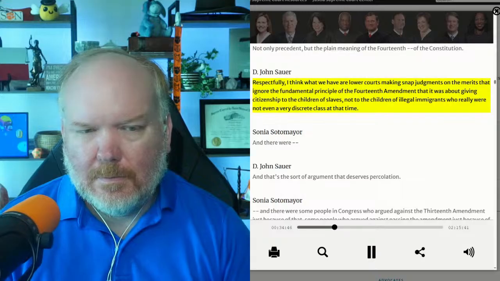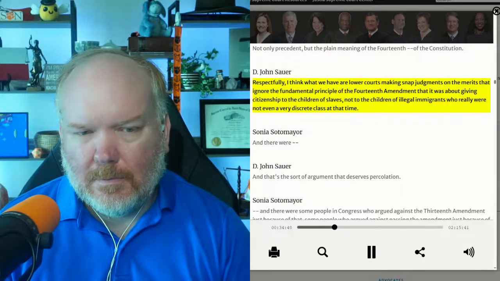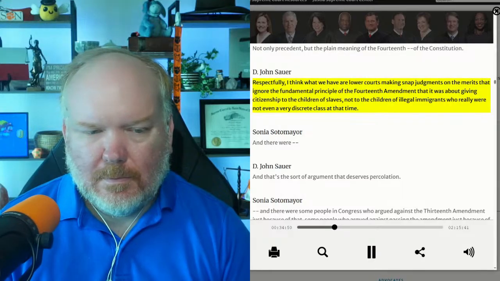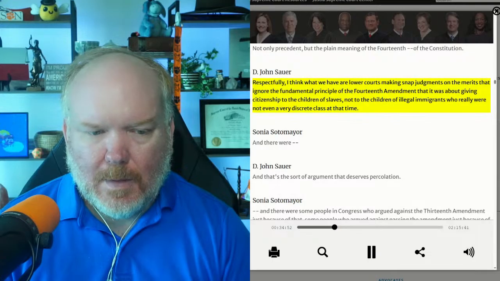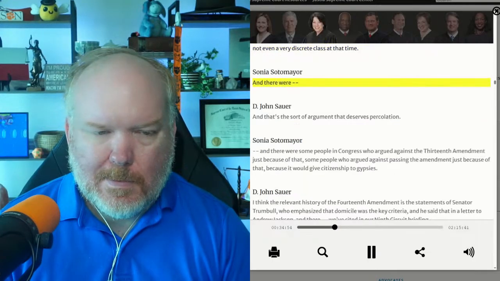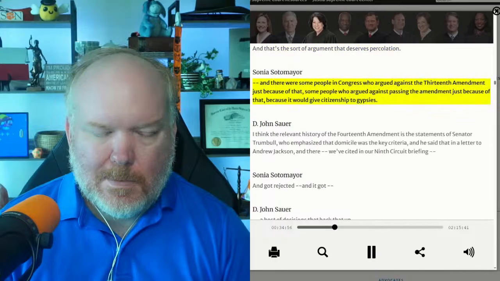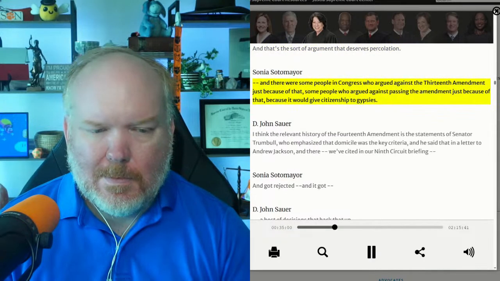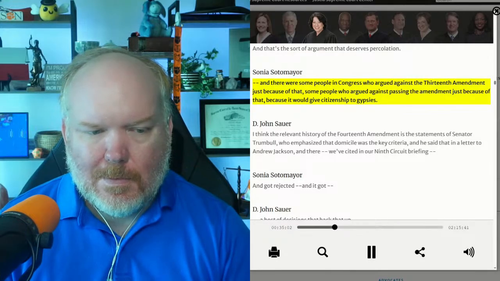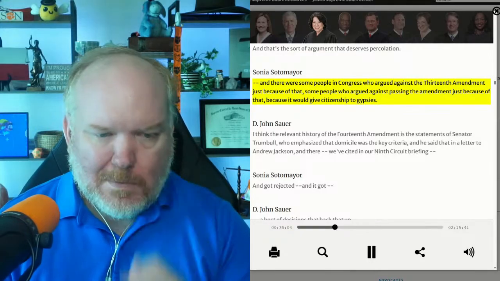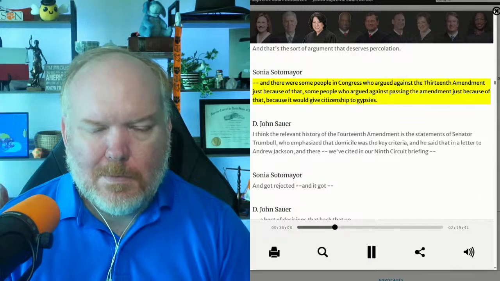Respectfully, I think what we have are lower courts making snap judgments on the merits that ignore the fundamental principle of the 14th Amendment, that it was about giving citizenship to the children of slaves, not to the children of illegal immigrants who really were not even a very discrete class at that time. And that's the sort of argument that deserves percolation. There were some people in Congress who argued against passing the amendment just because of that, because it would give citizenship to gypsies.